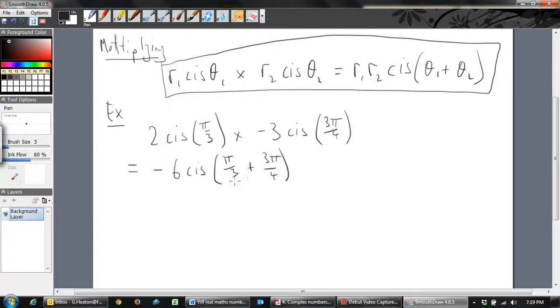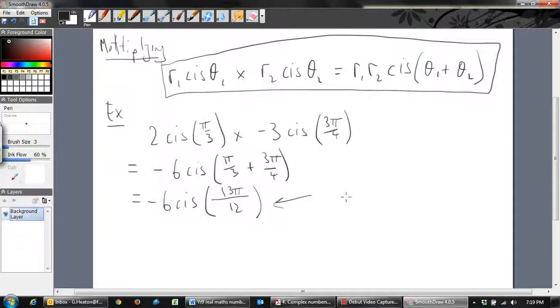Let's just neaten this up a bit by putting them both over 12. What do we get? We get 4 pi plus 9 pi, so 4 plus 9, 13 pi over 12. And there's your answer. Or is it?